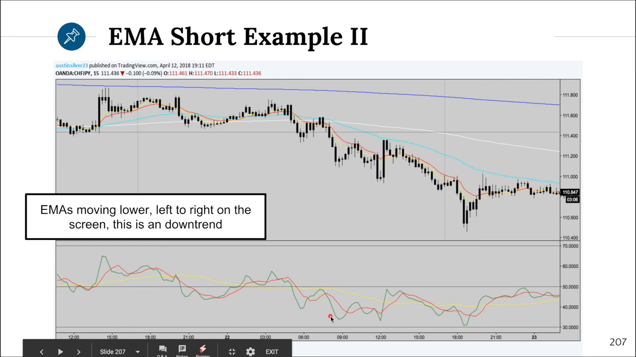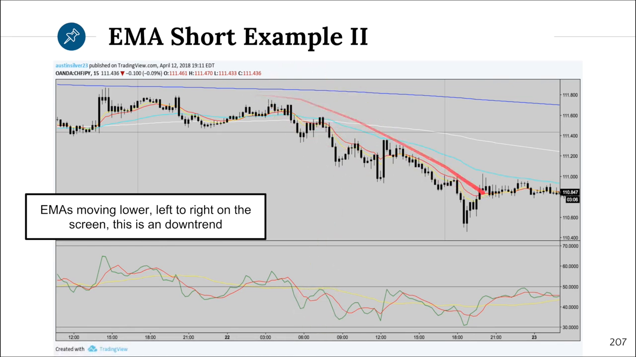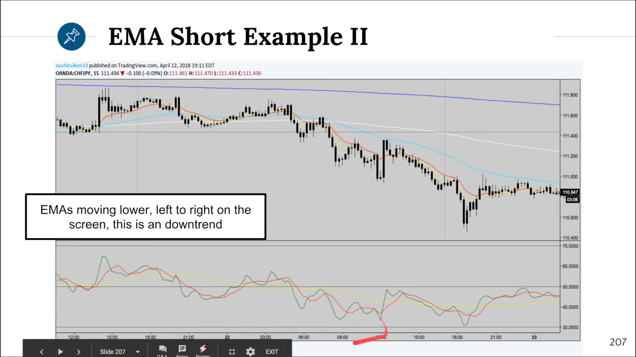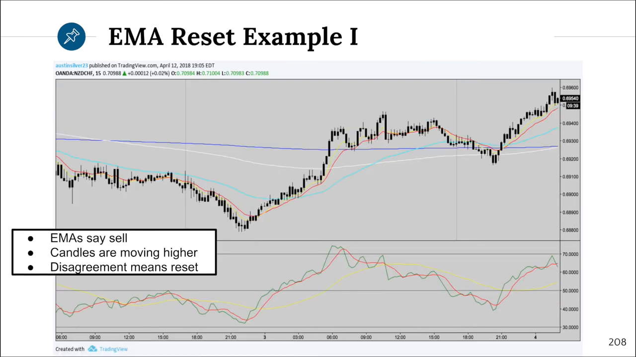So what does this tell us? Trust the Liquid 50, even if the EMAs are like, yes, you want to sell, yes, you want to sell. If you don't get a clean S2 entry on this TDI, it's not worth your time. I promise. Let me explain to you how you can identify reset using these EMAs.